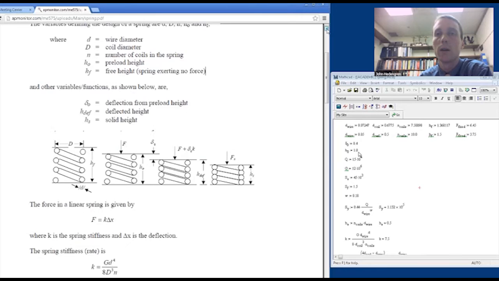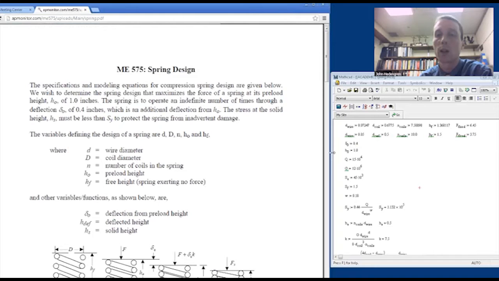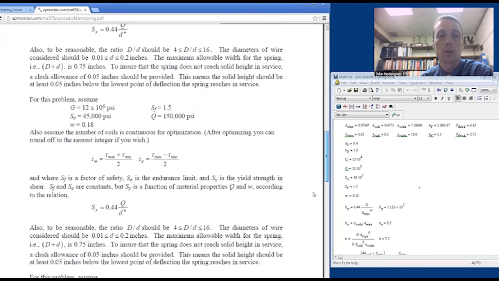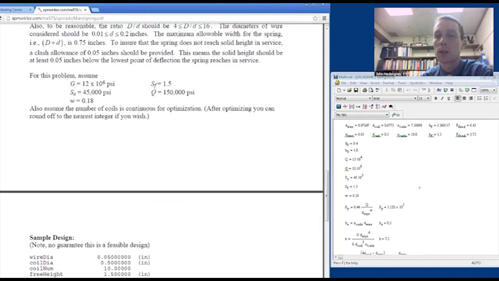Okay, so that's the first one that we're going to put in here. The preload height is 1 inch. And then the deflection is 0.4. We have some constants that are defined here. Q is, there's just a bunch of constants. I won't go over these specifically, but for this problem, you have these constants here. So I've entered them in here, and those will go into some of the equations. So let's just go through the equations first.